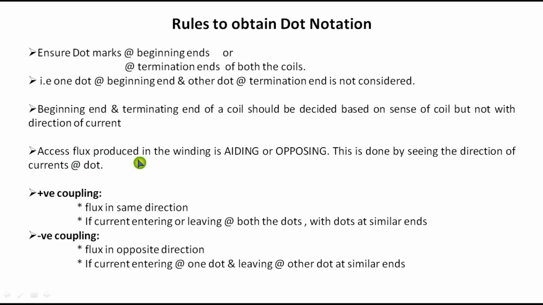Next, assess whether the flux produced in the windings is aiding or opposing. This is done by seeing the direction of currents at the dots. If it is positive coupling, the flux is in the same direction, and the current is entering or leaving at both the dots, with the dots at similar ends. Coming to negative coupling, the fluxes are in opposite directions, and the current is entering at one dot and leaving at another dot, then only can we say that is negative coupling. So in order to avoid any confusion, just go through these rules first, later we will analyze different cases. Thank you.